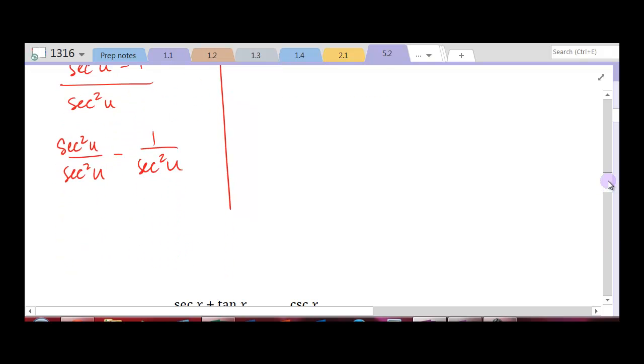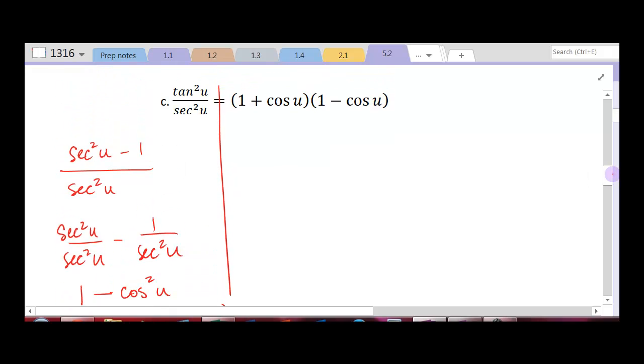And moving from here, I see secant squared u over secant squared u is 1, minus 1 over secant squared u. The reciprocal identity tells me that this is cosine squared u. And then this would factor into 1 plus cosine u, 1 minus cosine u, which is indeed what I wanted to try to show. Okay, so that's if I started from the left and turned it into the right. Well, what if instead I started on the right and turned it into the left? Okay, let's approach it that way.